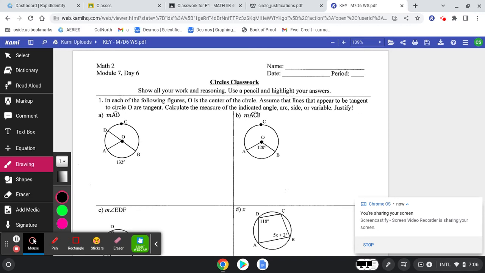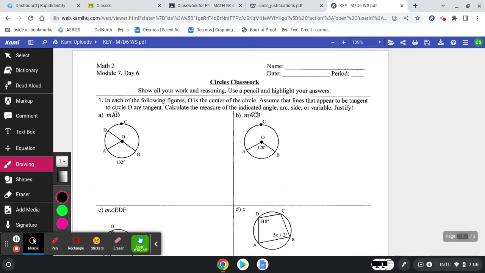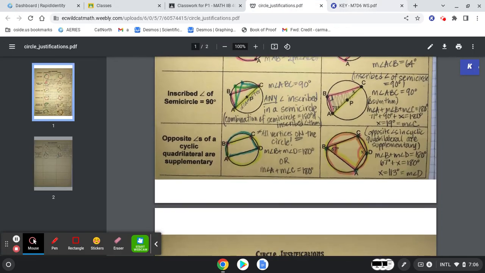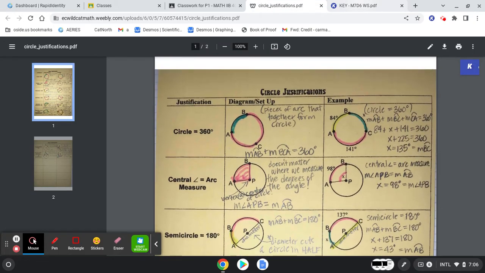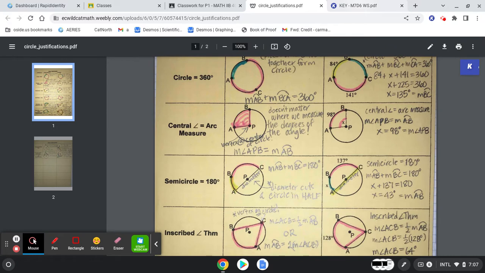All right, let's do some circles classwork practice where we're going to use these new rules that you did on the yellow notes. So have those yellow notes handy so that you can look at the pictures and see which one this might look like as we're doing them. Just like we had angle justifications in between parallel lines, we knew certain angles were equal or supplementary, etc. We now have circle justifications. We know that circles equal 360 all the way around the edge. We know that the central angle is equal to the arc measure, etc. We're going to apply these rules.